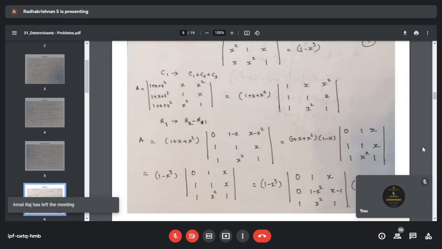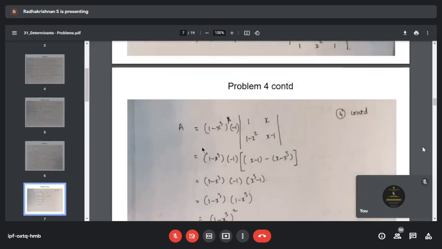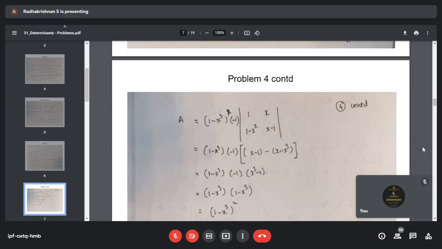So it becomes 0, 1 minus x square, x minus 1. So now the determinant can be easily evaluated. 1 minus x square into x, 1 into x minus 1. That is coming in the next page. I will show it to you. So you evaluate it. Now it's easy for us to compute. So you can see that it becomes 1 minus x to the whole square.